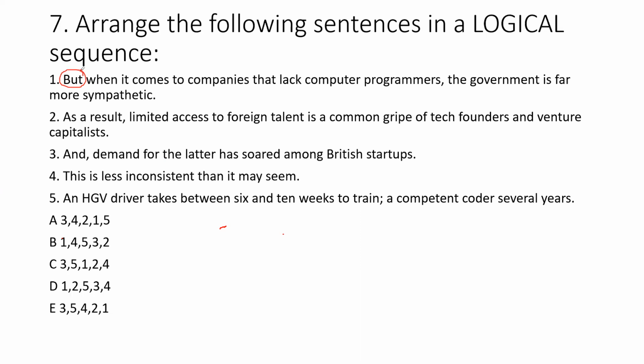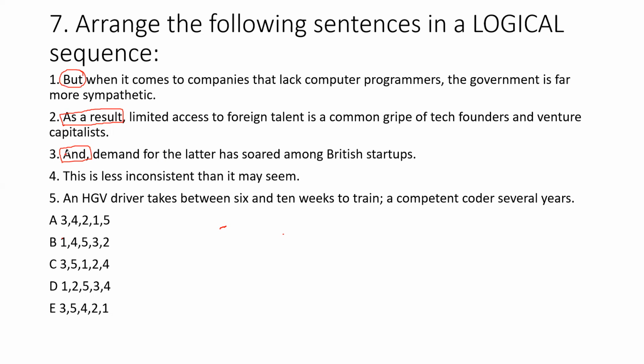Second sentence. As a result, limited access to foreign talents is a common gripe of tech founders and venture capitalists. Here, since it begins with as a result, it's a consequence of something, but consequence of what? Again, we have to explore that. Sentence 3. And demand for the latter has soared among British startups. Since it says and, I need something before this also. Fourth sentence. This is less inconsistent than it may seem. So we don't know what exactly is less inconsistent, but we can always identify the same.